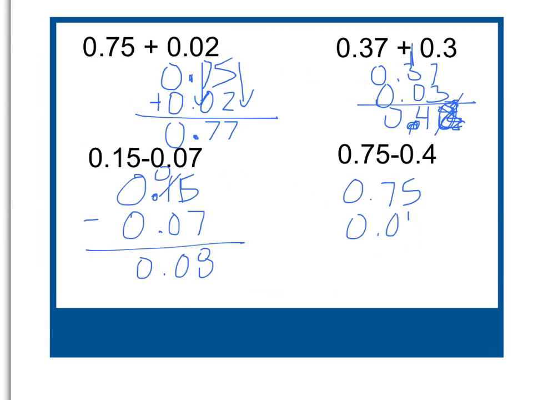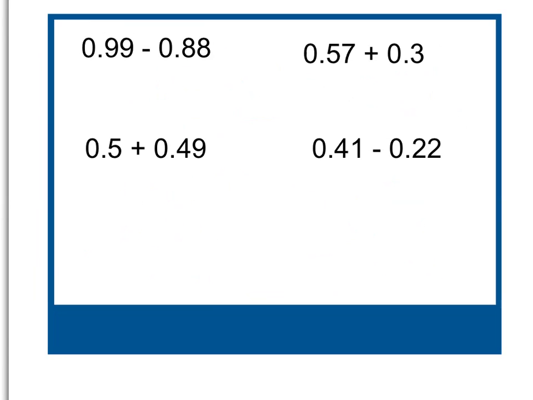And the last one, 75 hundredths, take away 4 tenths. Not 4 hundredths. Now, whenever I have a gap, I like to fill it in with a 0. 5 minus 0 is 5, and 7 minus 4 is 3. So this is 35 hundredths. I would like for you to try these, so go ahead and pause the video.